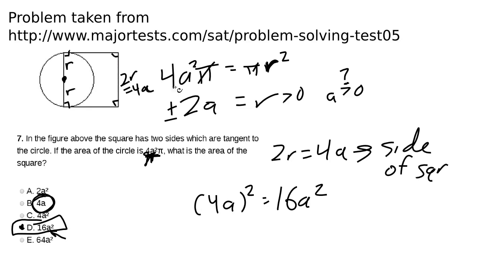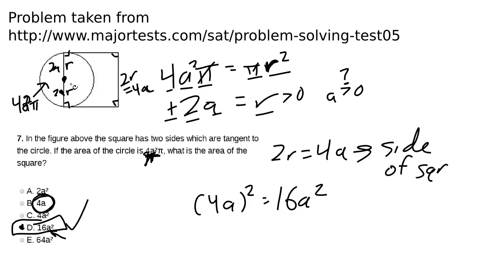The area of the circle, 4a squared pi, is pi r squared, where r is the radius. And 2a equals r. Yes, 2a squared times pi. Area of the circle is going to be 4a squared pi. Then the side of the square is 4a, which squares to 16a squared. So I feel good about that as my answer.